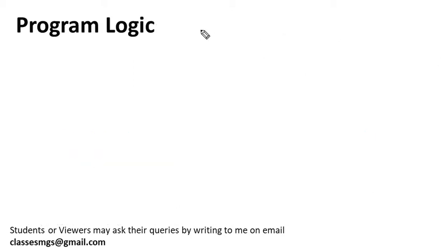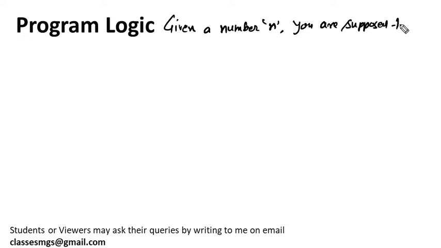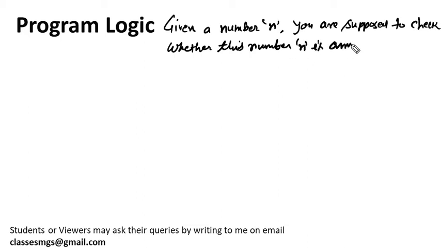So what is the problem? Given a number n, you are supposed to check whether this number n is Armstrong or not. If the number is Armstrong, we need to print that the number is Armstrong, otherwise we will print not an Armstrong number.